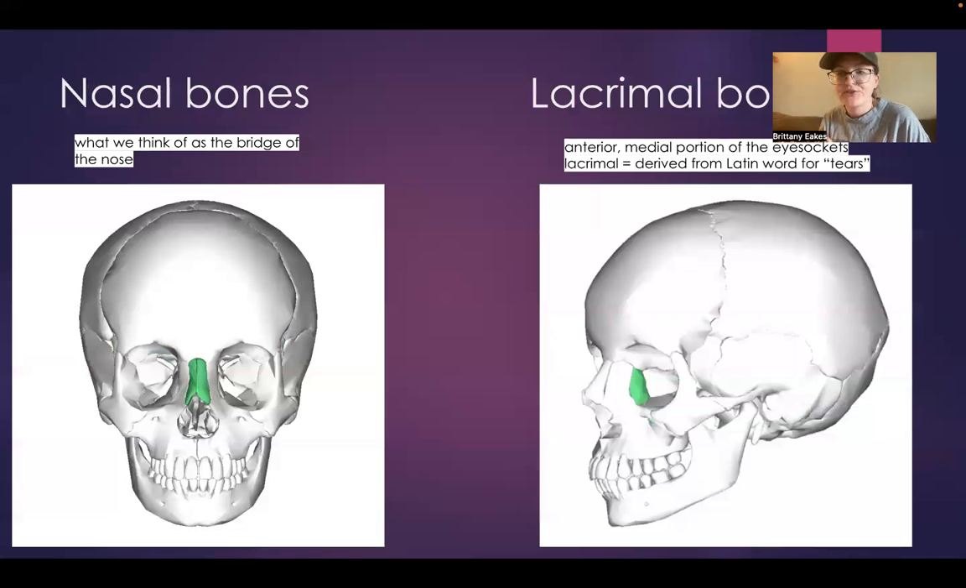So those are your 8 cranial bones. And then we have 14 facial bones. Most of them are in pairs. Facial bones include the nasal bones, the maxillae, the zygomatic bones, lacrimal bones, palatine bones, inferior nasal conchae, the vomer, and the mandible.